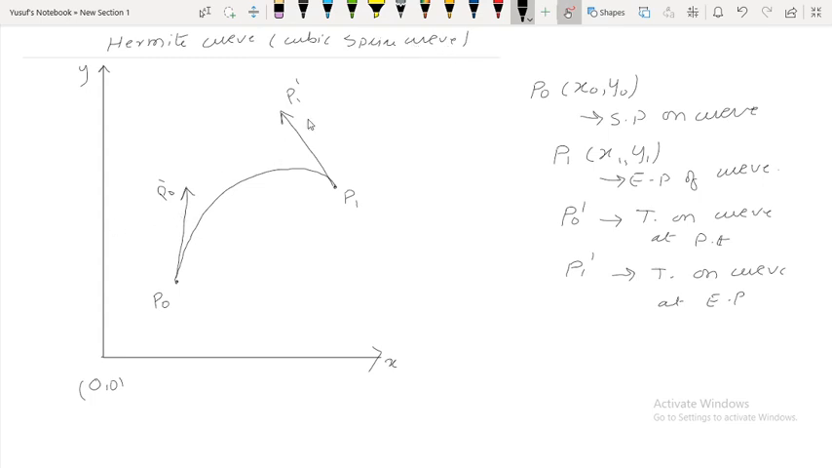Why is it called a cubic spline curve? Because the order of the equation of the curve is 3. Here also we have to use one parameter which is varying from 0 to 1. Suppose I am using the parameter u. U is 0 at the start, and here u will be 1.